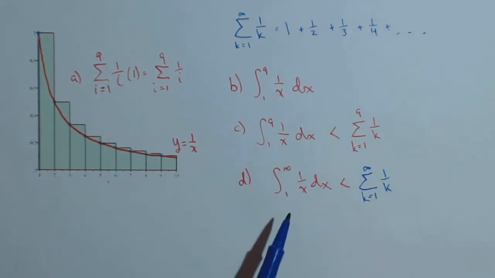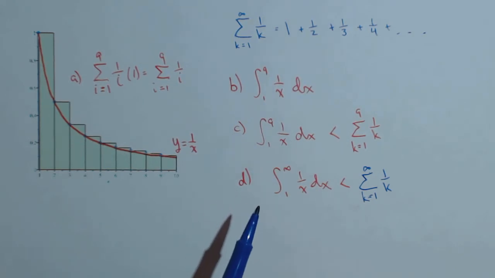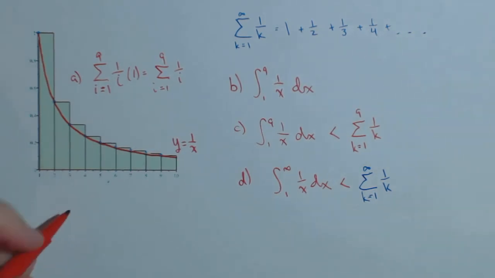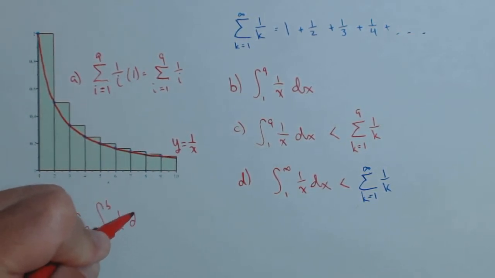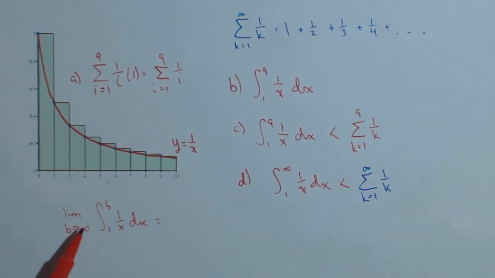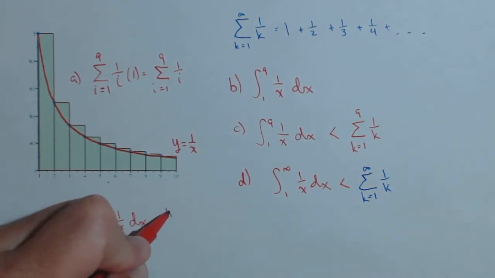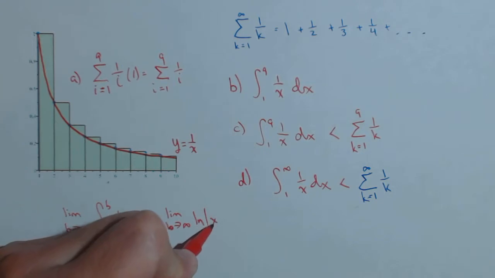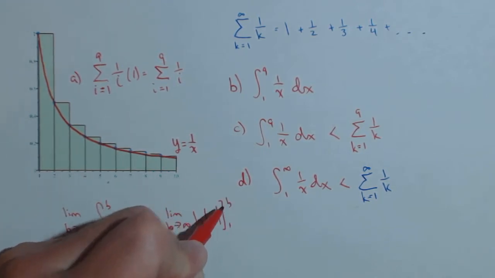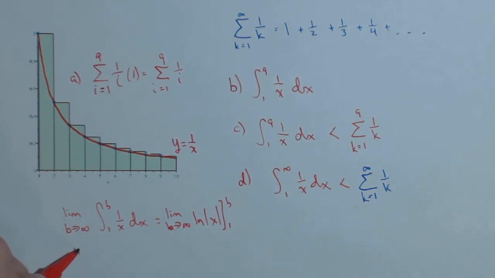Now, this is an important fact because think about what we know about this improper integral. And we can recalculate it if we want to. Let's go ahead and do that for practice. The limit as b goes to infinity of the integral from 1 to b of 1 over x dx, that's going to be the limit as b goes to infinity of ln absolute value of x from 1 to b. So we have the limit as b goes to infinity of ln of b minus ln of 1, which is 0.